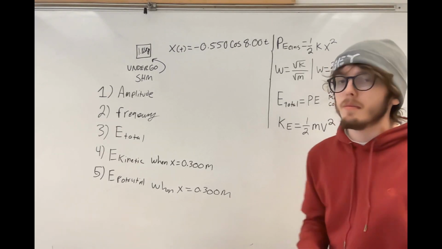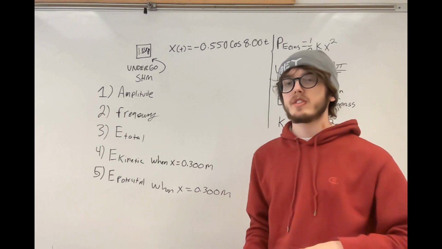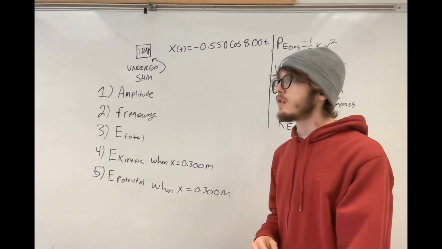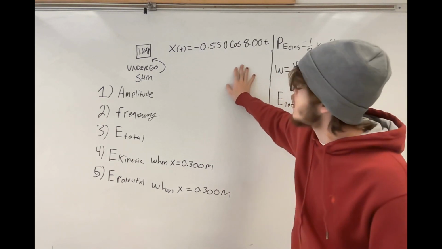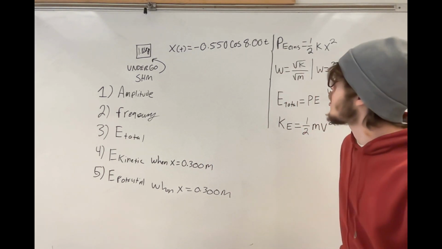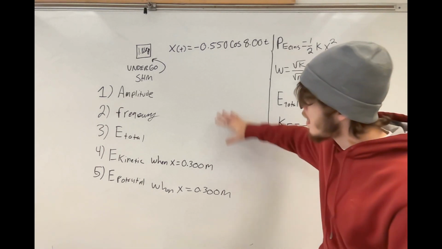So in this problem, we have a 1.05 kilogram object undergoing some sort of simple harmonic motion, going back and forth, not really losing the amplitude of which it moves. We're given a formula here for that simple harmonic motion, negative 0.55 cosine 8 times time, and we're asked a couple of questions.